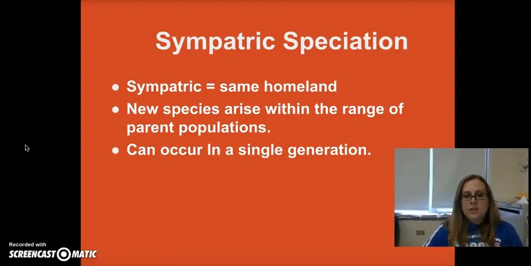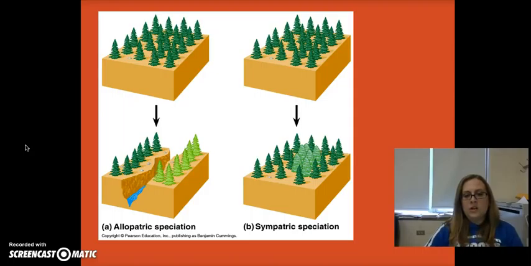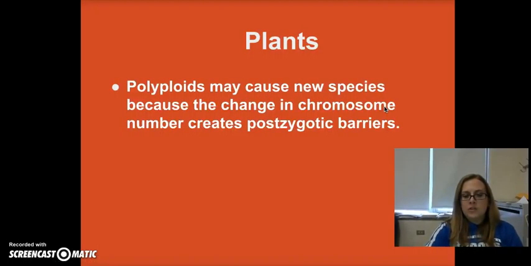Now with sympatric speciation, sympatric means the same homeland, and this is when you have a new species that arises within the same range of the parent population. What's interesting about sympatric speciation is that it can occur very, very quickly, even within a single generation. Here you can see the sympatric example. You have a population of trees, and now you have a new population of trees that's still within the same location. There's no geographical feature that's separating them. This is really common in plants.